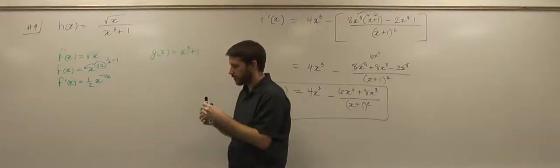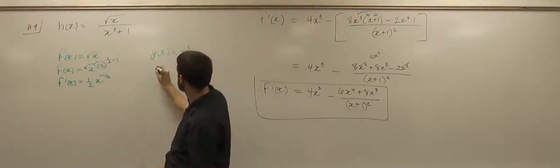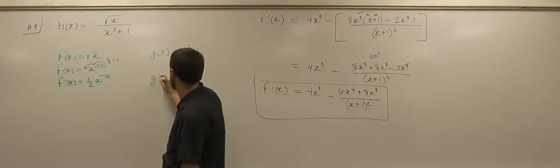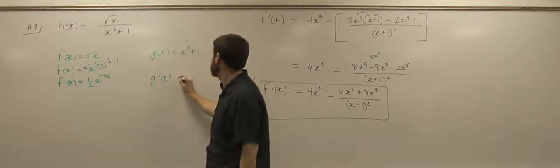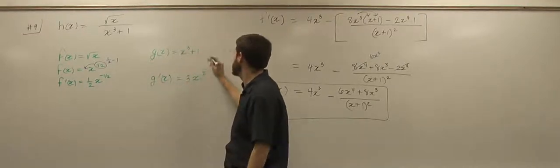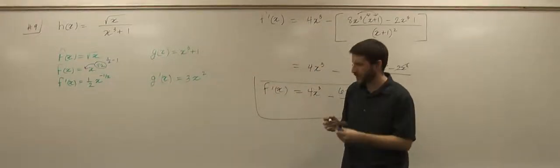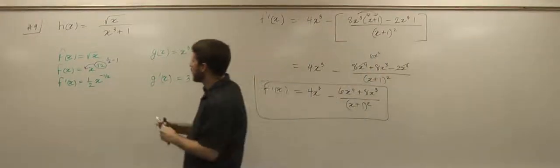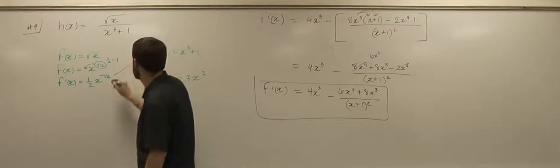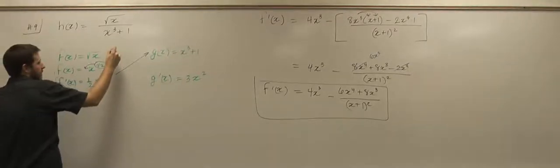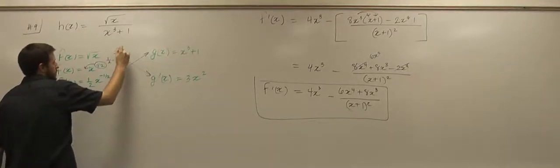So there's f prime. Then we do g prime. The x cubed becomes 3x squared, and then the constant 1 goes to 0. So our quotient rule says we multiply these two. We multiply f times g prime, subtract.